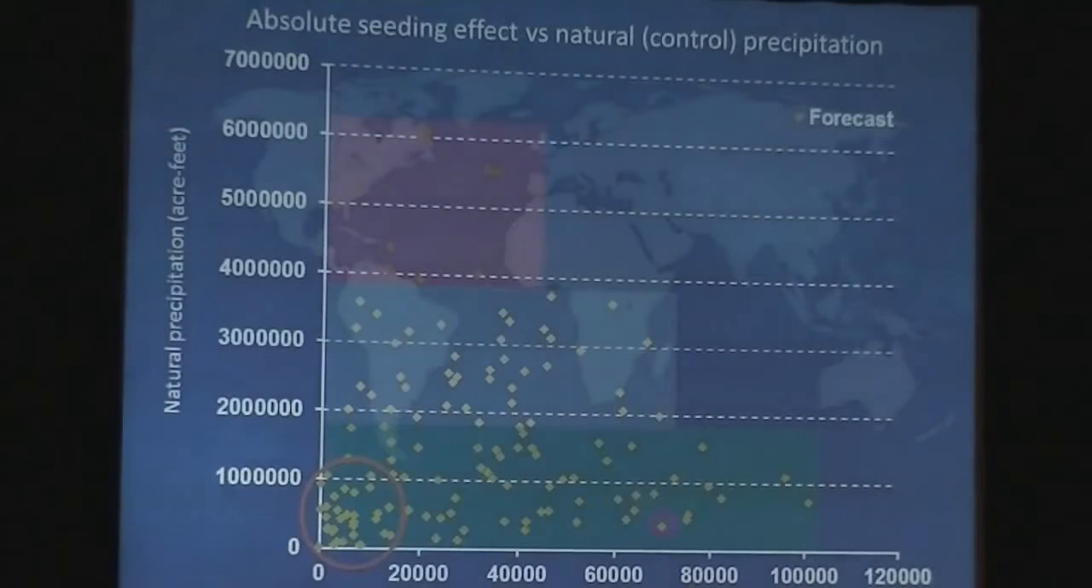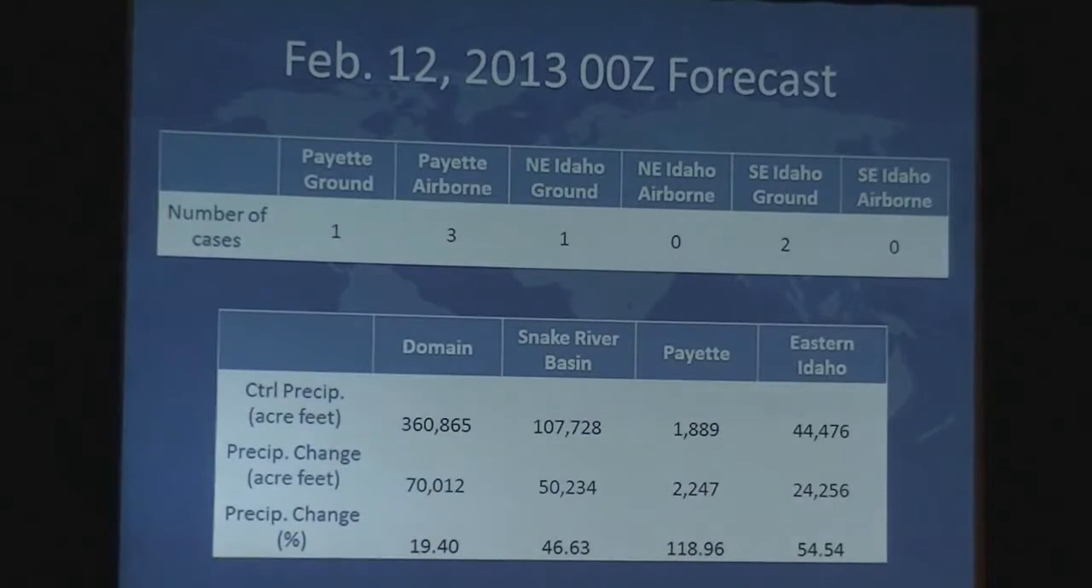Okay, so I do want to go through one more case study here. I just grabbed one of our bigger effect cases to look at it more closely. This one was on February 12, 2013 at the 0Z forecast. In this particular 48-hour forecast, there was one Payette ground seeding event, 3 airborne flights, 1 ground seeding event for northeastern Idaho, and 2 in southeastern Idaho.